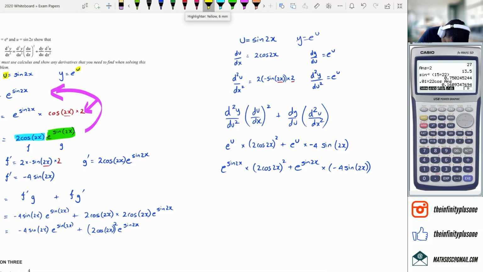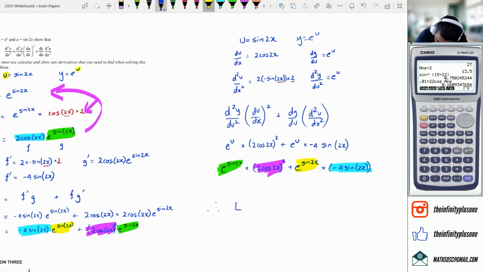So first things first. I've got e^(sine 2x), which is that part there. And I have negative 4 sine 2x, which is that part there. Then I've got e^(sine 2x) again, which happens to be there. And finally, (2 cos 2x) squared, which happens to be there. So I can say, therefore, left-hand side equals right-hand side. I might actually just put down here that this is right-hand side and this is left-hand side.